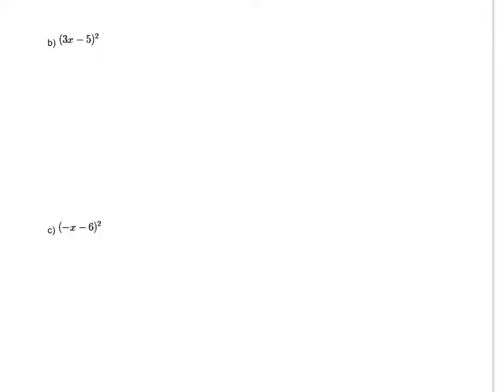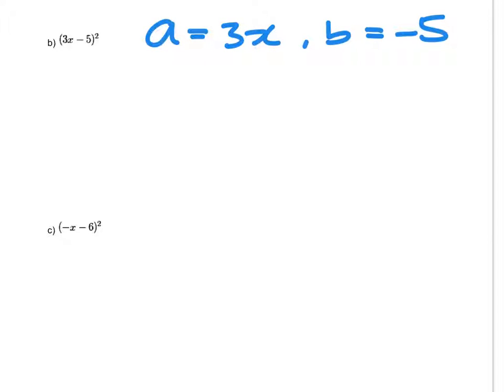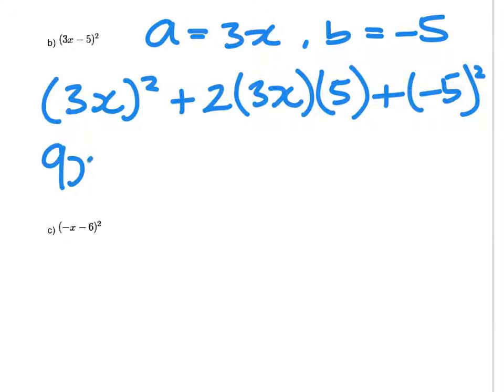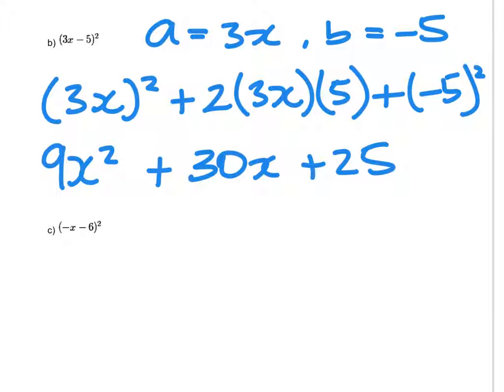This one here, we're going to say our a is 3x, b is minus 5. So what are we going to get? We're going to get a squared plus 2ab plus b squared. So it's going to be 9x squared. 2 times 3x is 6x. 6x times 5 is 30x. And there's our answer. So I'm going to leave the last one there for you to do yourself, okay?